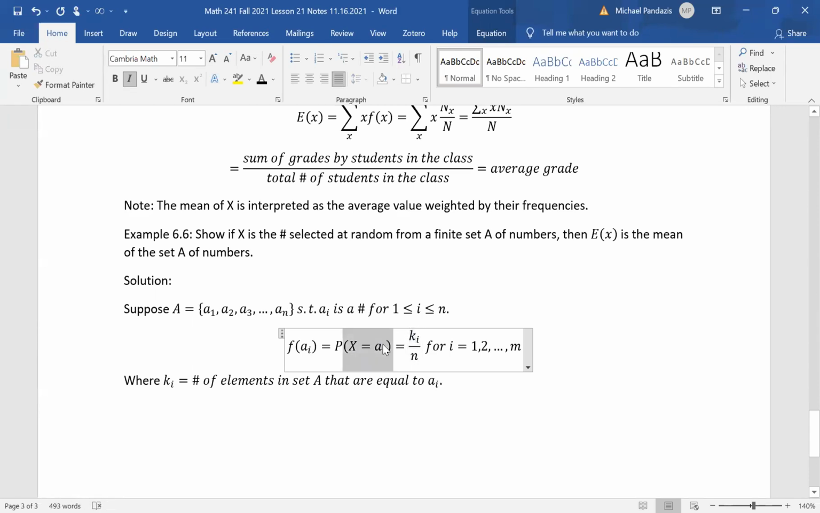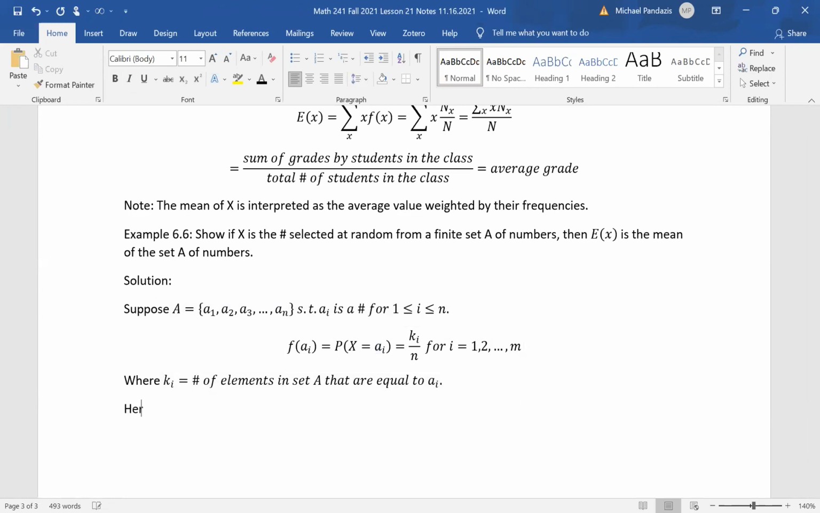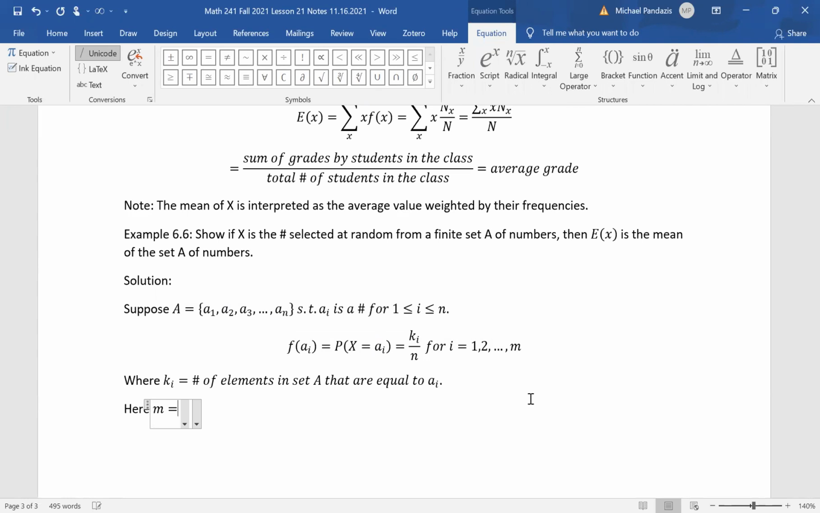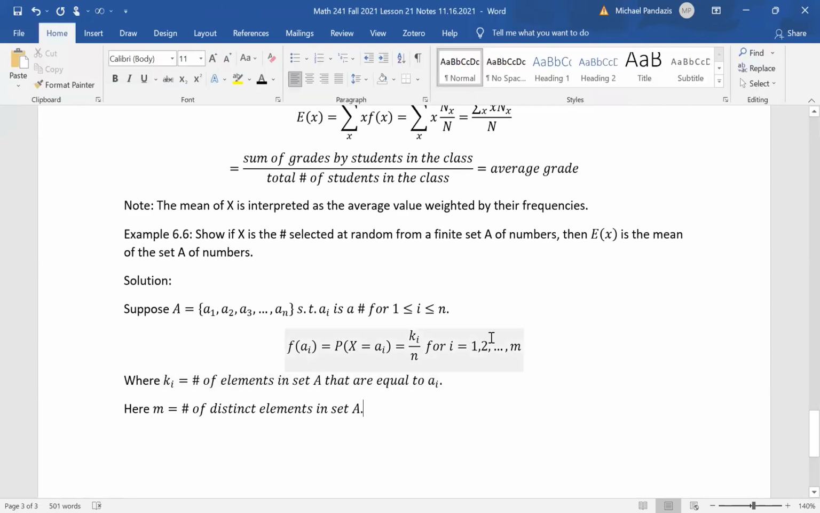K sub i is the number of times A sub i appears in set A for i from 1 to m. And we're stopping at m and not n because m is denoting the number of distinct elements in set capital A. Okay, so here lowercase m is the number of distinct elements in set A. So for each of the distinct elements in set A, we can find the number of times that distinct element appears in the set and divide it by the total number of elements in the set. That's the probability of that distinct number in the set being chosen.